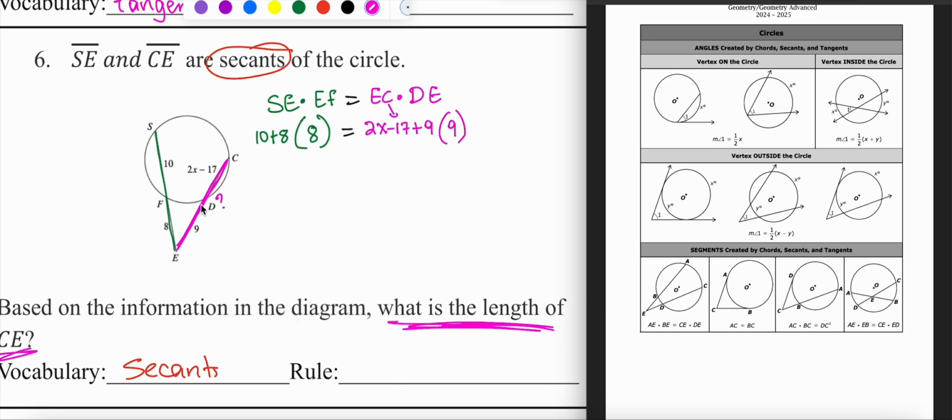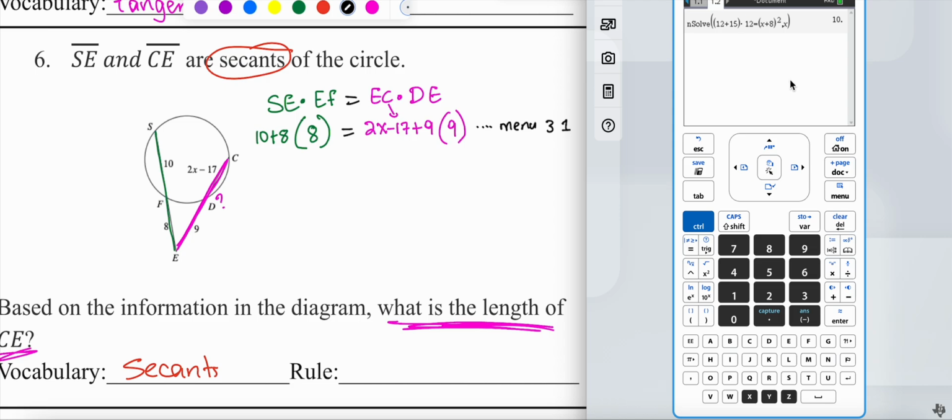All right. So notice with this particular one, there is no 2. So we're only going to have one value for our x. And if we're only going to have one, then we just use menu 3-1. So here, we're going to use menu 3-1.